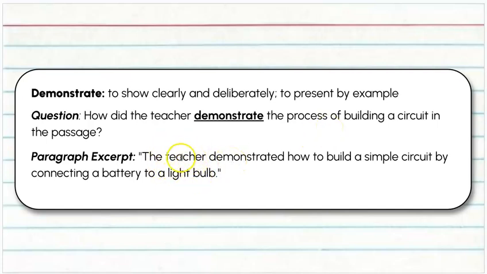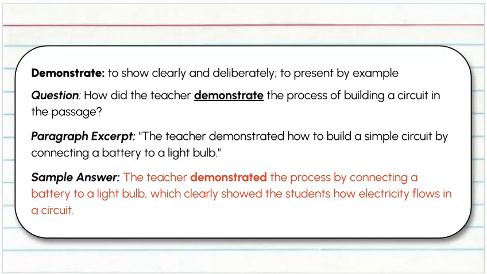In the passage, we saw the teacher demonstrated how to build a simple circuit by connecting a battery to a light bulb. So, how did they demonstrate it? You might say, the teacher demonstrated the process by connecting a battery to a light bulb, which clearly showed the students how electricity flows in a circuit.